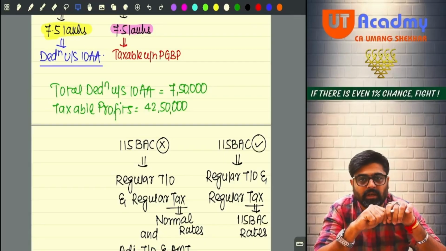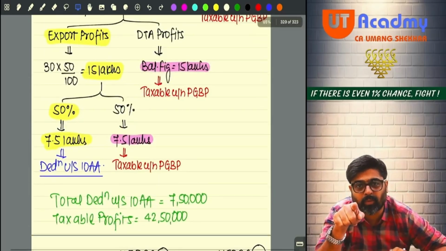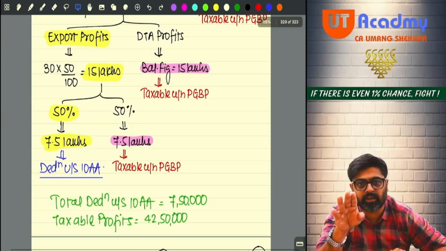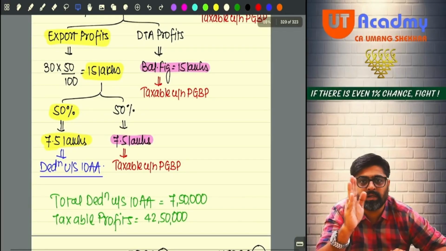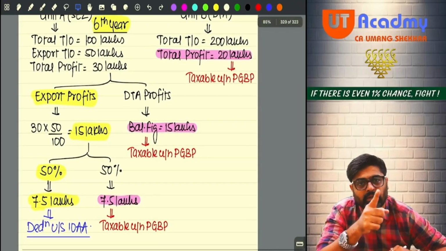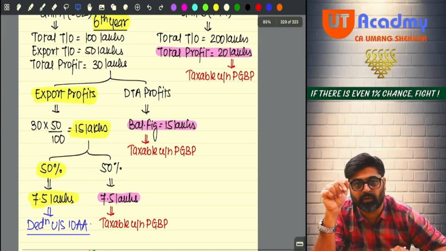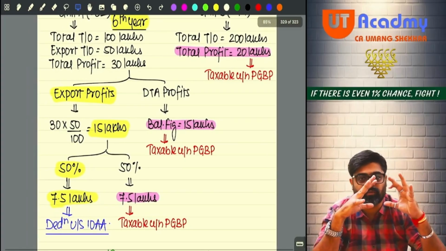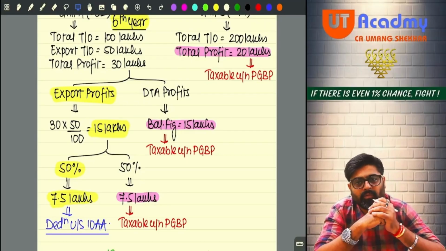Just imagine, this was the 6th year. For example, if it was your first year, second year, or 5th year, then the entire export profits, out of 30, 15 lakhs, would have been allowed as a deduction. And only the DTA profits of 15 lakhs and that 20, only 35 lakhs would have been taxed in your hands. Earning 50 lakh profits but paying tax only on 35 lakhs. So this is the magic of these sections. You are earning huge profits, but out of those entire profits, you are paying tax on very less profits.